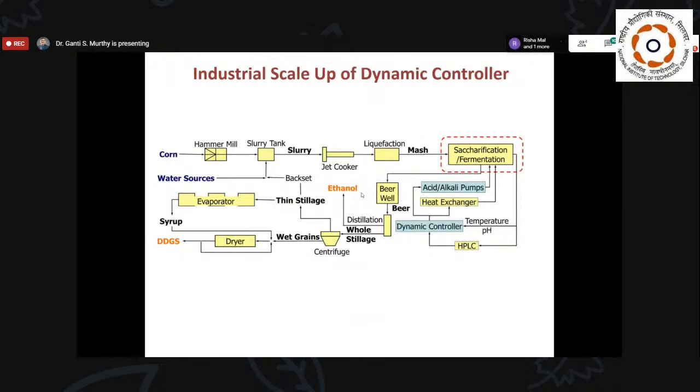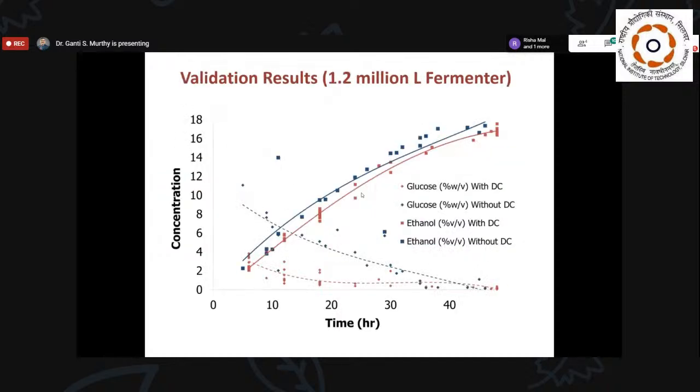And when we did that, these are the results that we got. In a 1.2 million liter fermenter, you see that the ethanol concentrations are statistically similar, although you will see that it is a little higher. The blue line is a little higher than the red or the maroon line. But the ethanol concentration, statistically speaking, is the same. So there is no difference in the final ethanol concentrations.